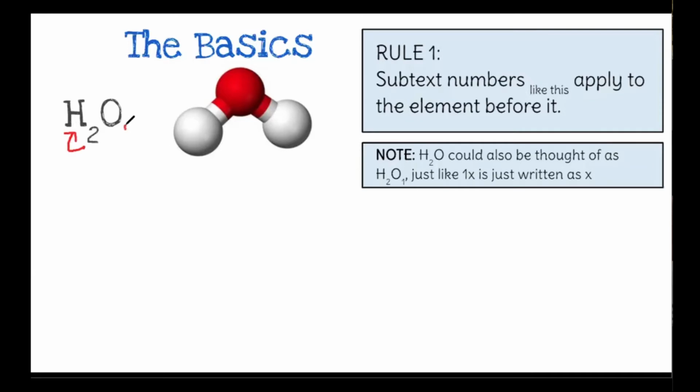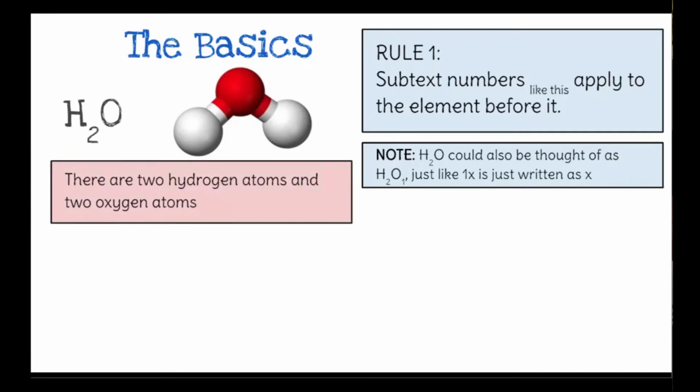And we have, there's an invisible one here, 1 oxygen. We don't write it like this, but if you need to think about it when we start getting to the math, just like you would say 1x, we'd write it as x, there's an invisible one there. All right, so here we have 2 hydrogen atoms and 2 oxygen atoms.